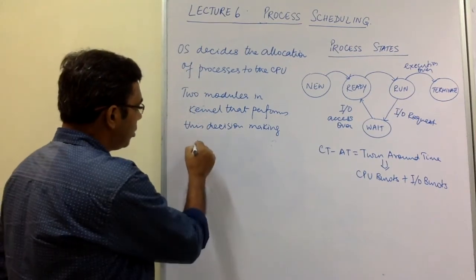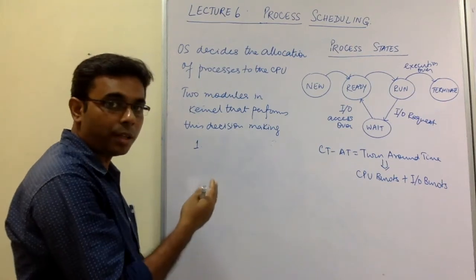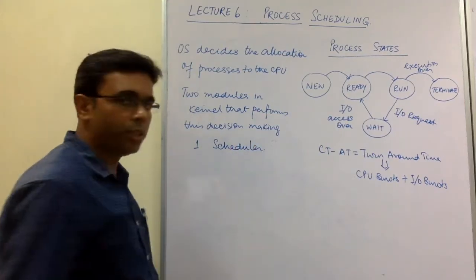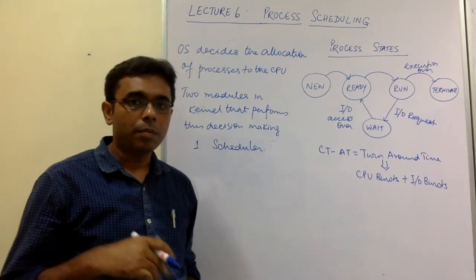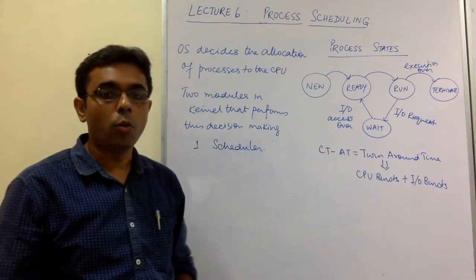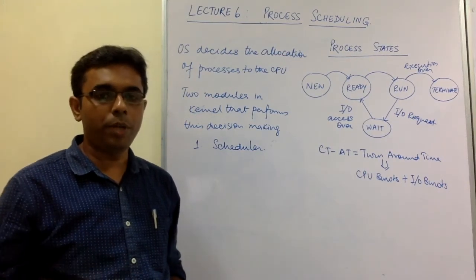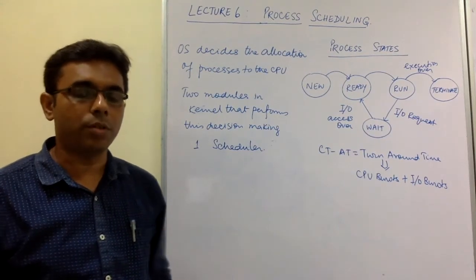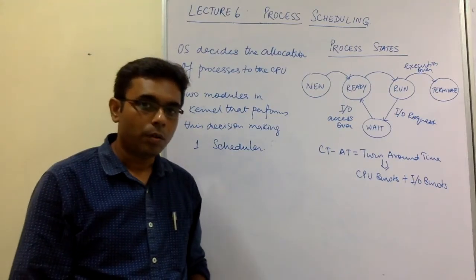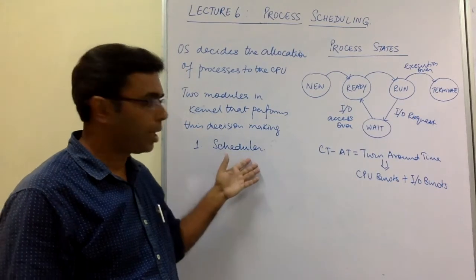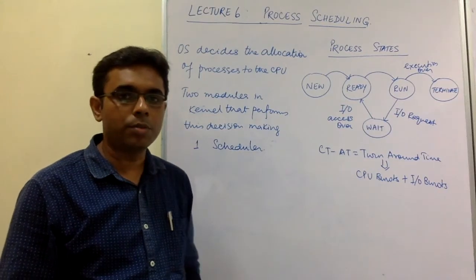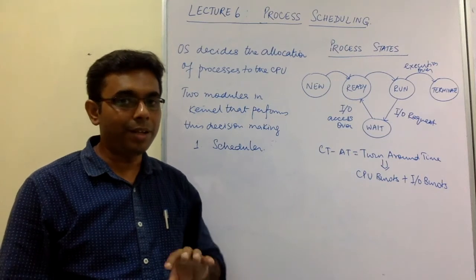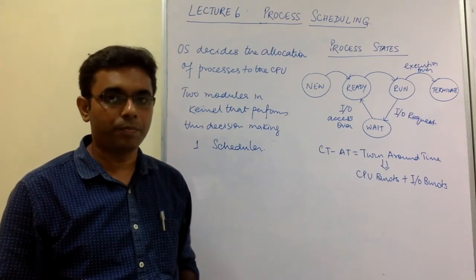The first module that does this decision making is called the scheduler. This is the module that actually makes this decision, finding out which of the processes P2, P3, P4, P5 is the candidate to be executed next on the CPU. And how does it do that? We'll talk about 3 to 4 different algorithms based on which the scheduler will be able to decide. So the scheduler will be designed according to a particular algorithm.